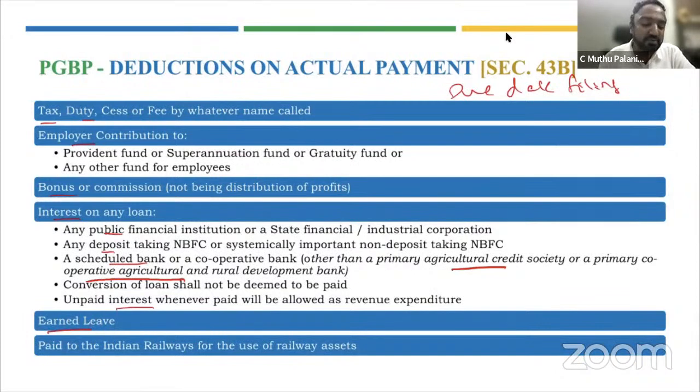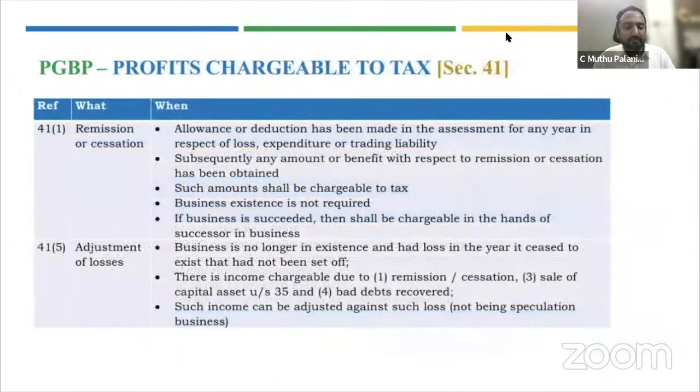Earned leave is leave encashment. Whatever unutilized leave you get, there is a calculation method for that. We already saw, from the salary perspective, the working of how to calculate the exemption for leave encashment. But as far as section 43B is concerned, any unpaid interest and any earned leave will also be allowed only on payment basis. And the last one, which you will not be tested on in your examination: payments to Indian Railways for the use of railway assets. So this is what section 43B is about.